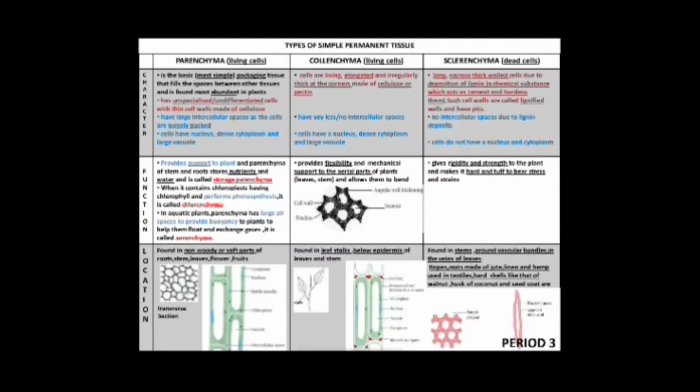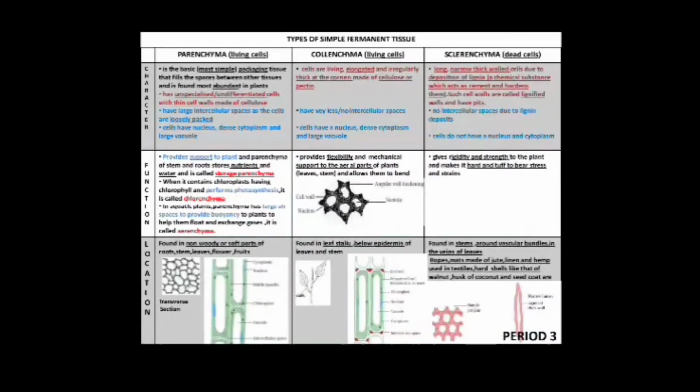Then again, in parenchyma, cells have a nucleus, dense cytoplasm and a large vacuole, whereas in collenchyma, cells have a nucleus, dense cytoplasm and a large vacuole, and in sclerenchyma, cells do not have a nucleus and cytoplasm. Now we'll move on to the functions of parenchyma, collenchyma and sclerenchyma cells.